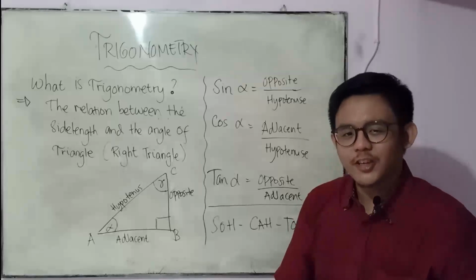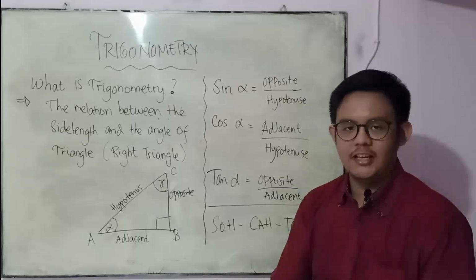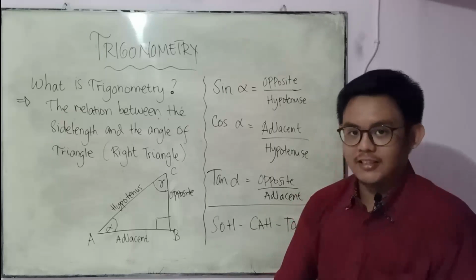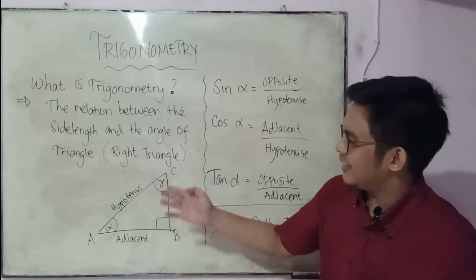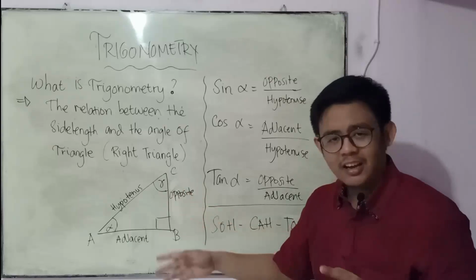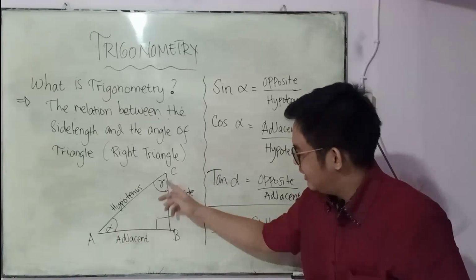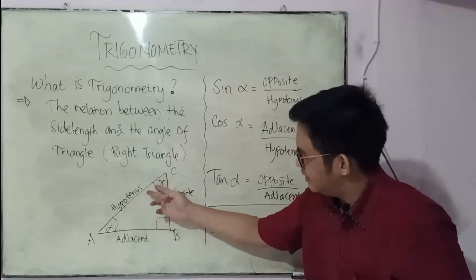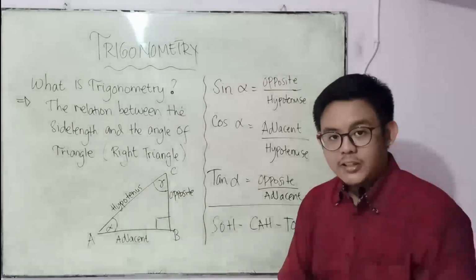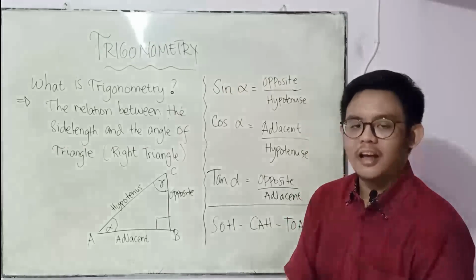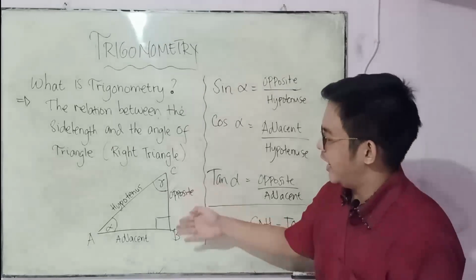So, what is trigonometry? Basically, trigonometry is the branch of mathematics that studies the relation between the side length and the angle of a triangle. So, this is the side length and these are the angles in the triangle, of course. In trigonometry, we are talking about the right triangle, of course. So in here we have the names.